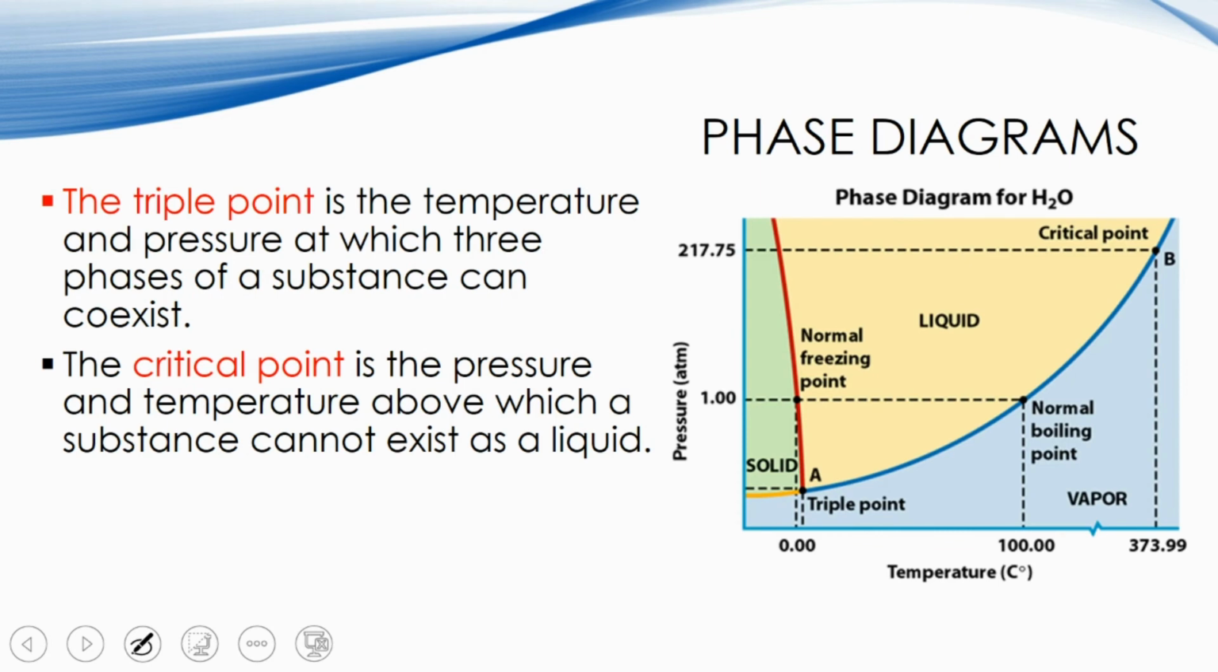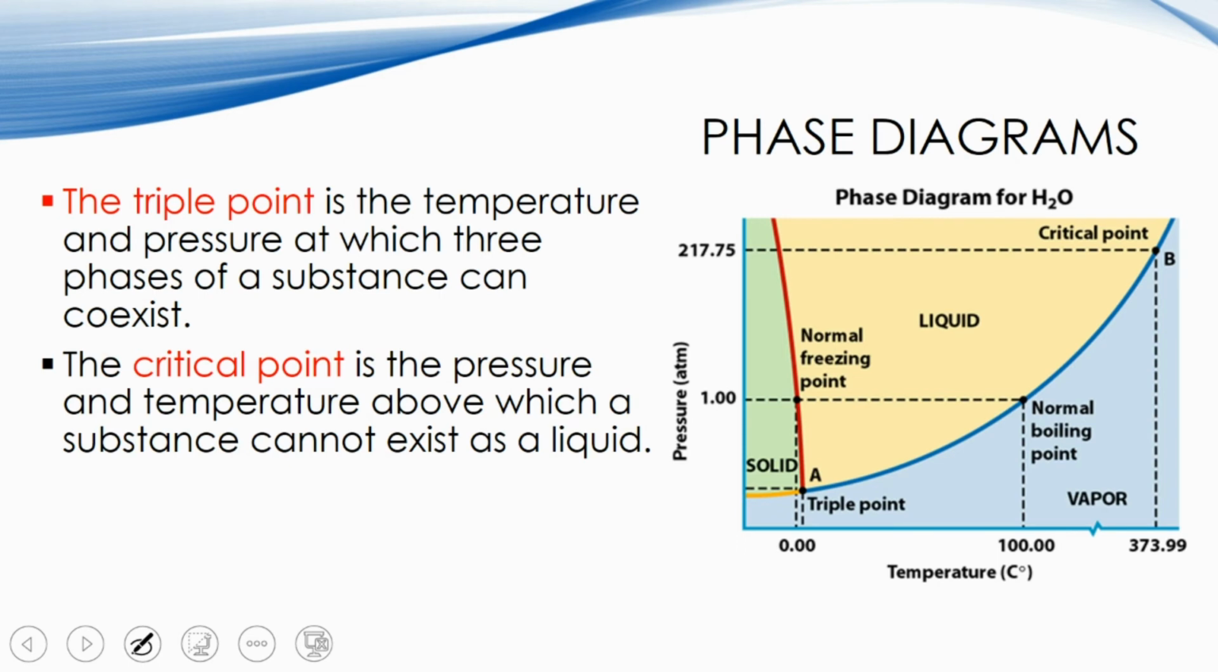Now, the triple point, as I mentioned earlier, is that temperature and pressure at which all 3 phases, so like the 3 states of matter, solid, liquid, and gas, can coexist. So at that particular temperature and pressure, we will see evidence of solid, liquid, and gas states of matter of that particular substance.